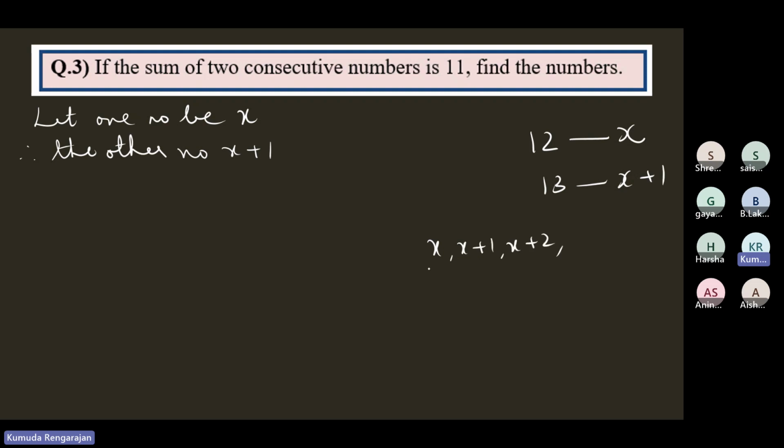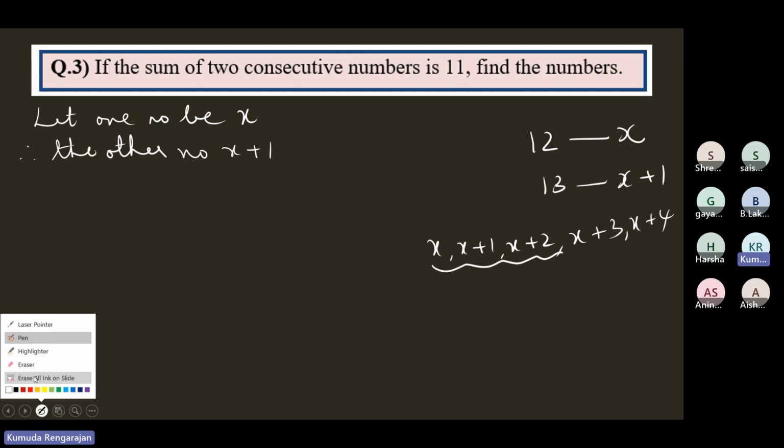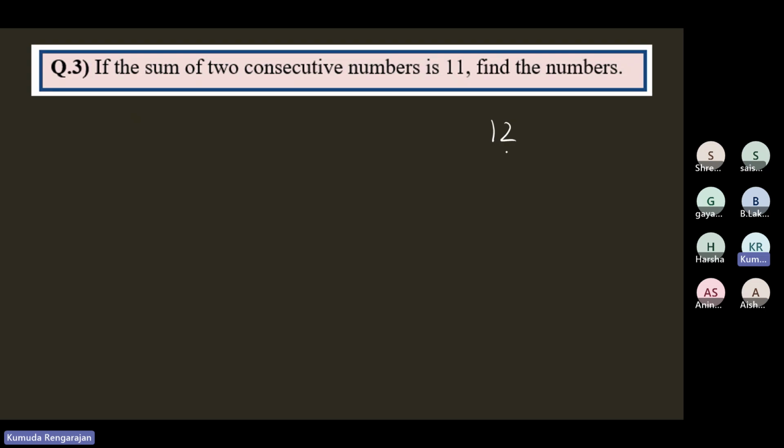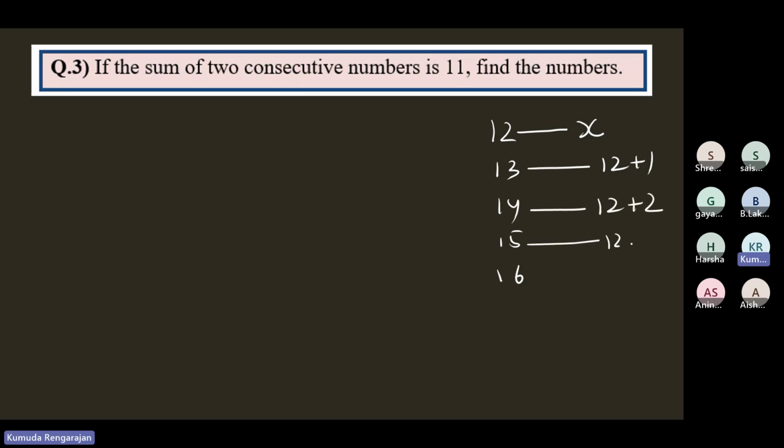If you want 3 consecutive numbers, you need to go with this assumption. 4 consecutive numbers, x plus 3, and so on. So you go on like this. Supposing the consecutive numbers are 12, 13, 14, 15, 16. If you call this one as x, what is this one? 13. 13 is 12, x plus 1. And what is 14? 12 plus 2. What is 15? 12 plus 3. And what is 16? 12 plus 4. So if you call 12 as x, what is 13 in terms of x? X plus 1. What is 14 in terms of x? X plus 2.